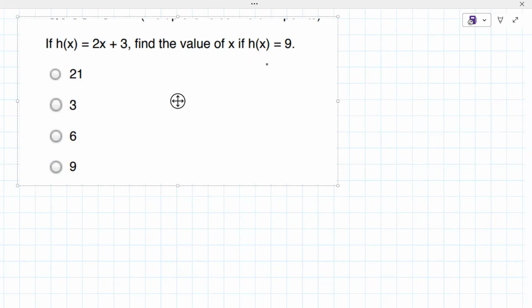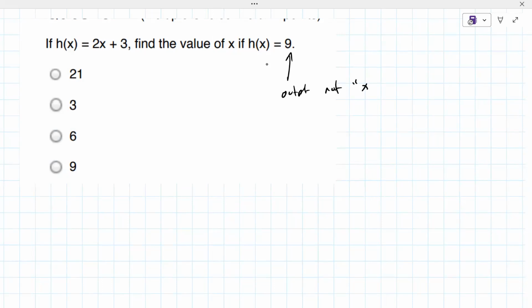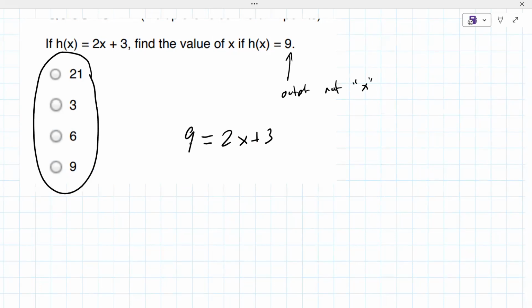Do you agree that they're giving you the output, not x here? This is not the x value. Yeah. Okay, so they're saying 9 equals 2x plus 3. In this case, you'd probably want to use the answers, especially when it gets more complicated. Is it 3? It is 3. Okay. Let's have you try one here on your own.